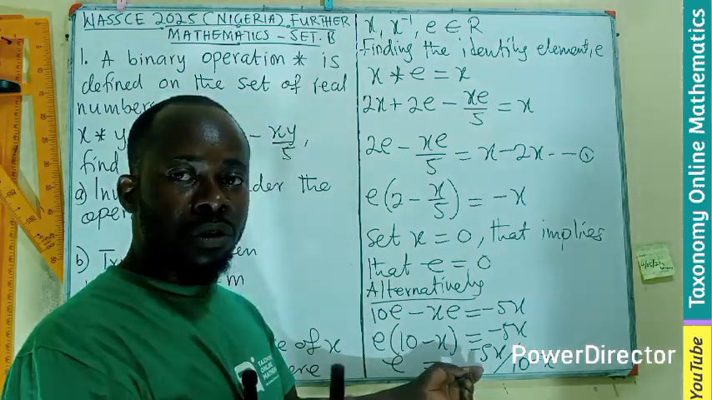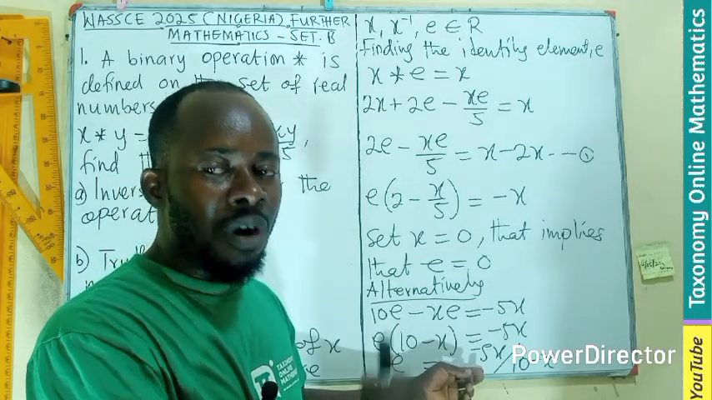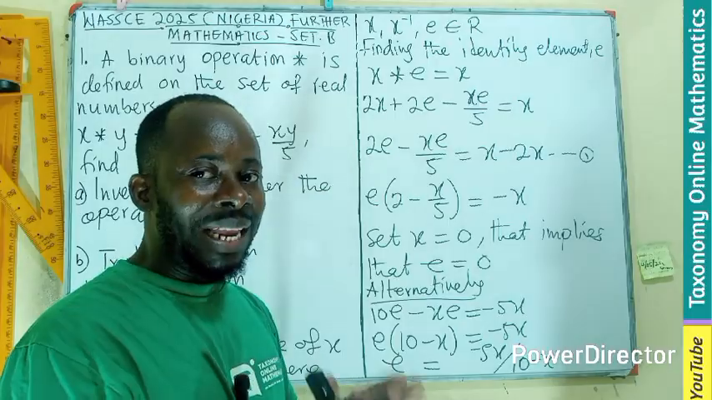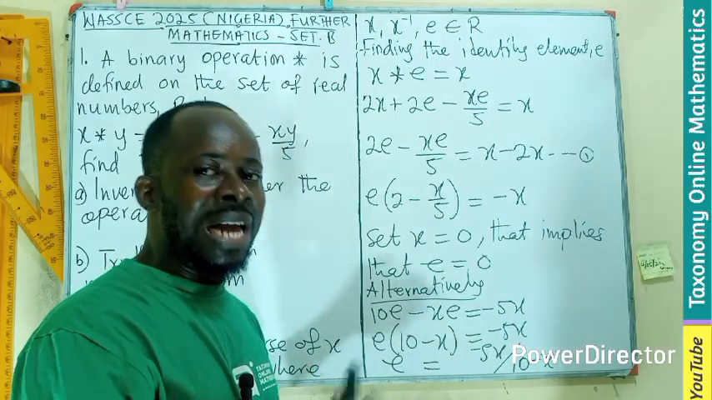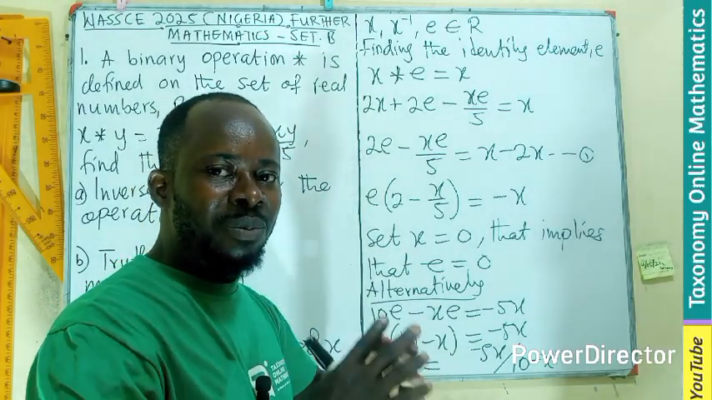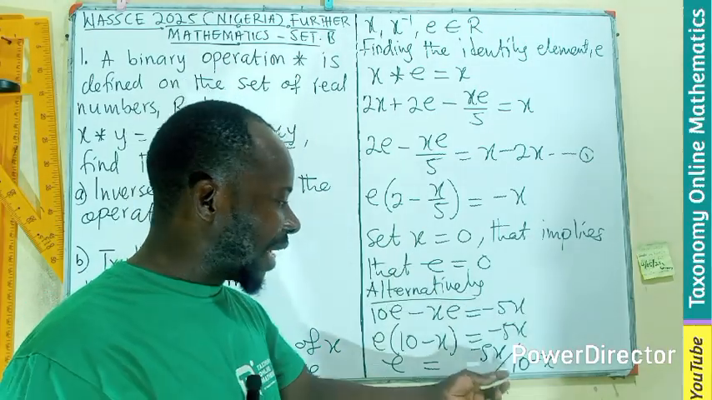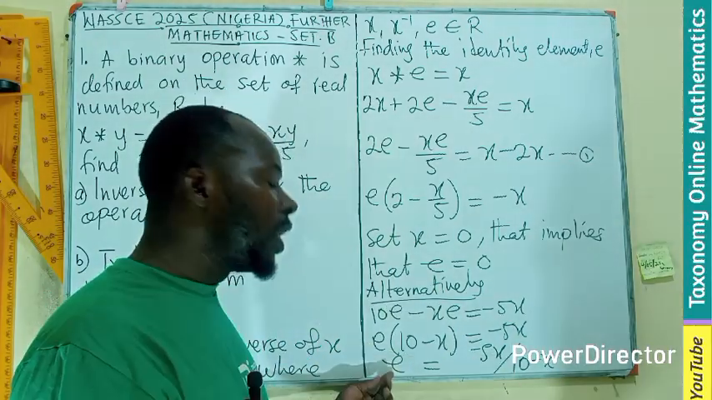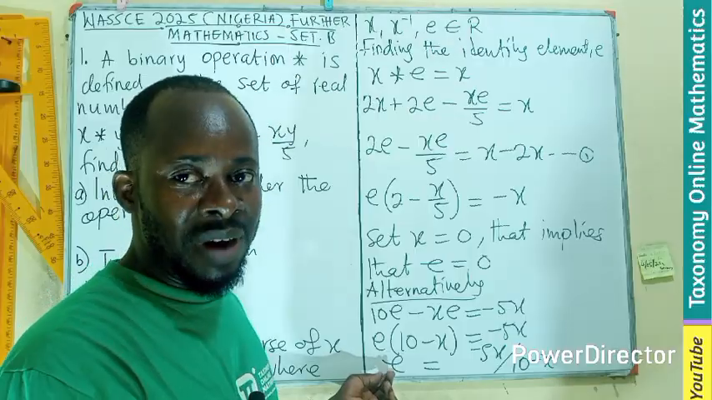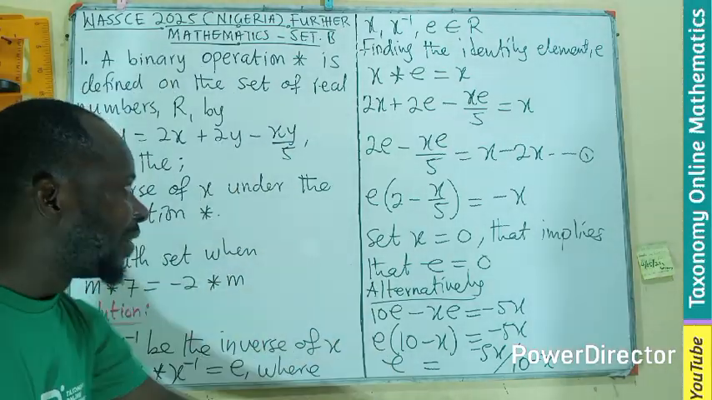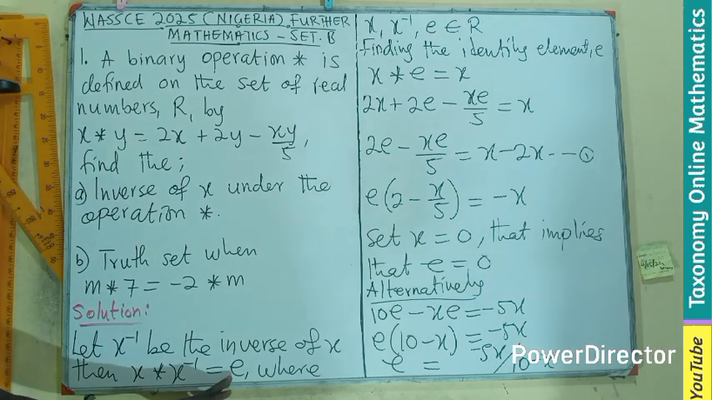So here we also assume the value of x to be 0, because apart from x being 10, if x is 10, it becomes undefined. We are looking for this to be satisfied for all values of x. So if you set x equals to 0, your e will still become what? The value of 0. All right.